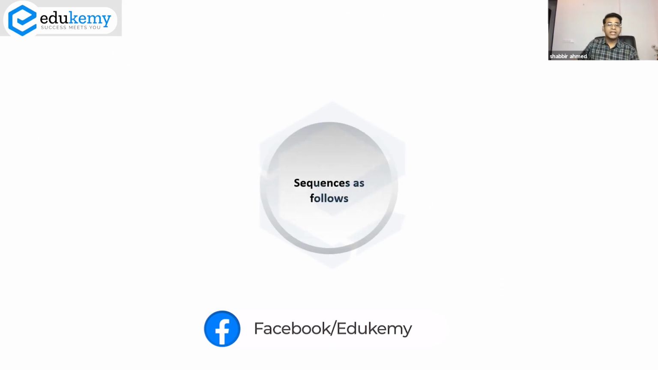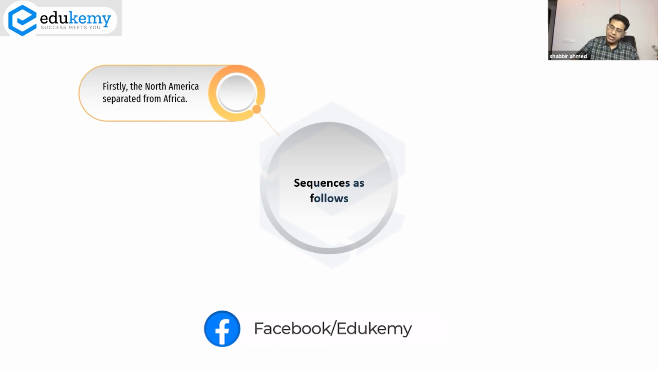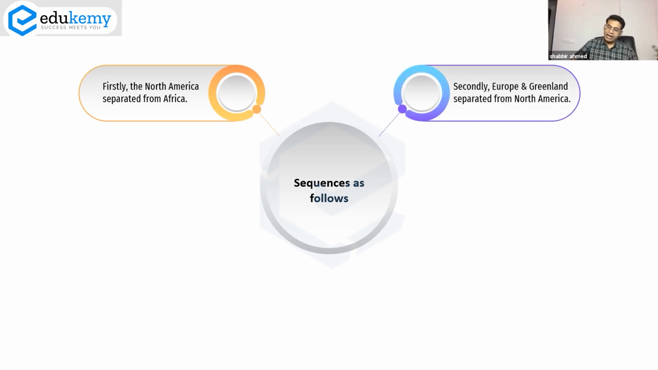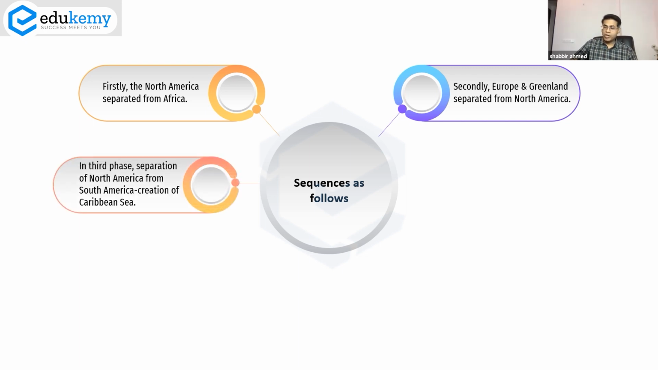The first was that North America separated from Africa. Second में Europe and Greenland separated from North America. This is related to the opening up of Labrador Sea. और third phase में separation of North America from South America, creation of the Caribbean Sea. And today they are linked by the narrow Isthmus of Panama.